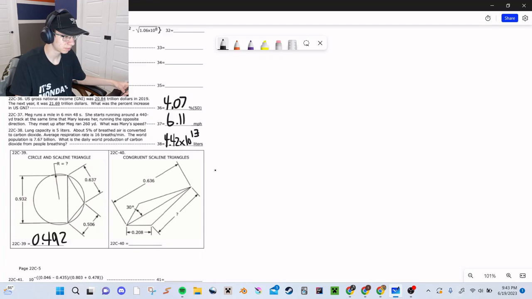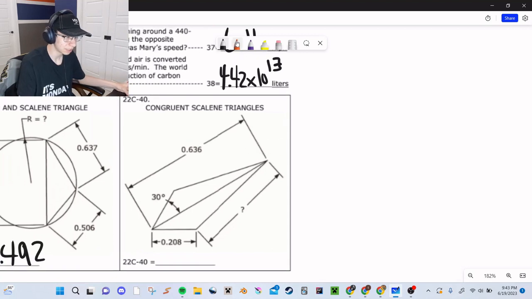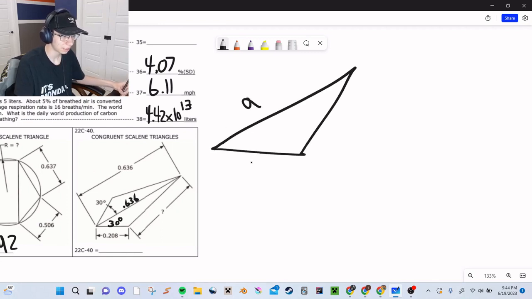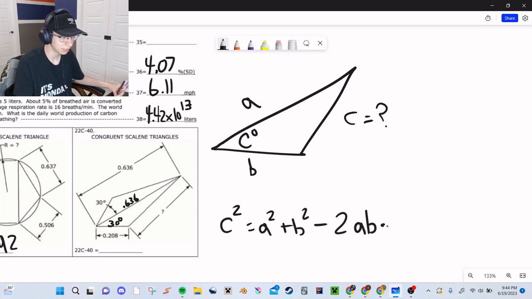Okay, so number 40. This one's pretty easy. So we have these congruent scalene triangles. So because they're congruent, this angle right here is also 30 degrees. This side is that. And so we're perfectly set up to do the formula for law of cosines. So law of cosines states that if you have sides A and B and C, and you have this angle C, you want to know what C is equal to, then C squared is equal to A squared plus B squared minus 2 times A times B times the cosine of C.